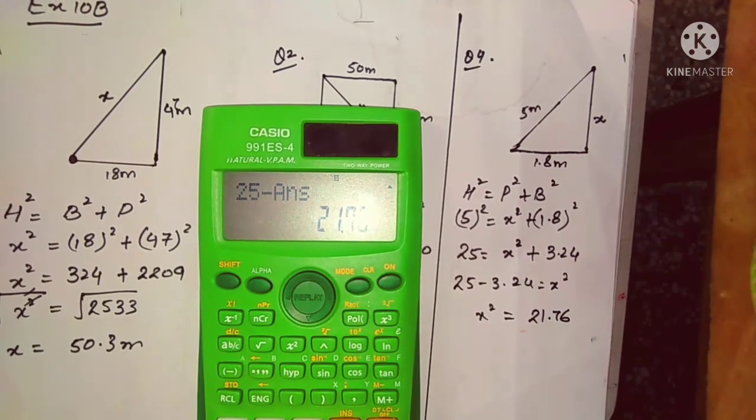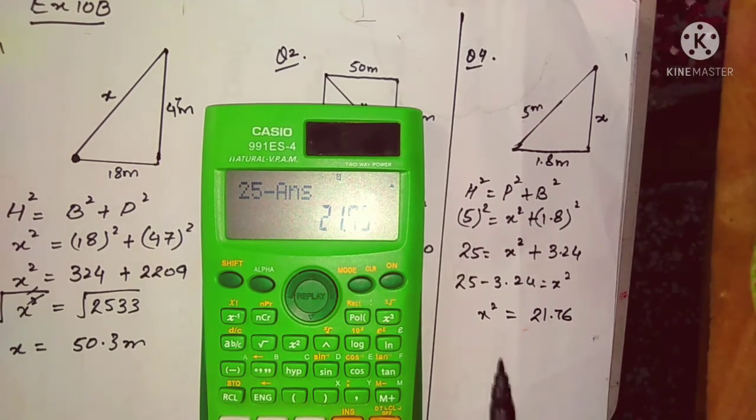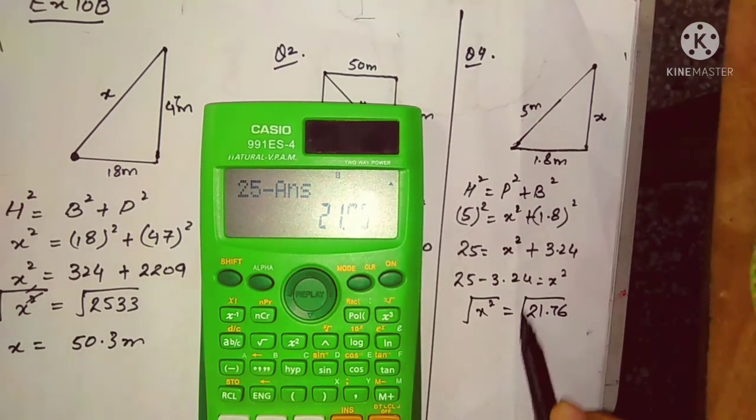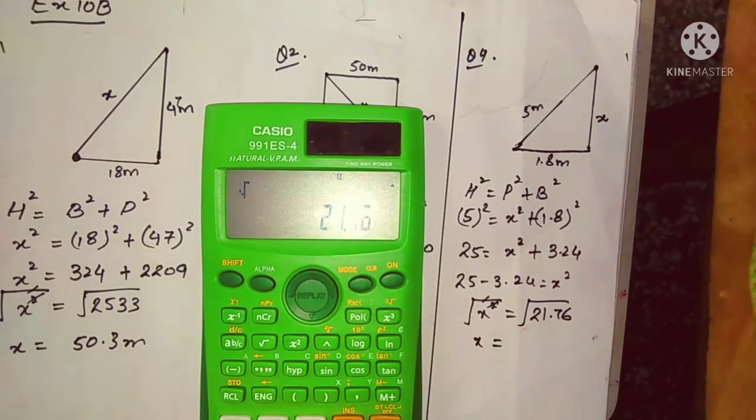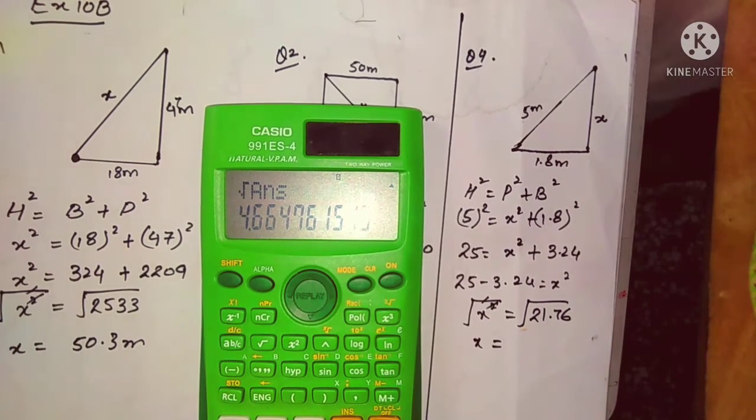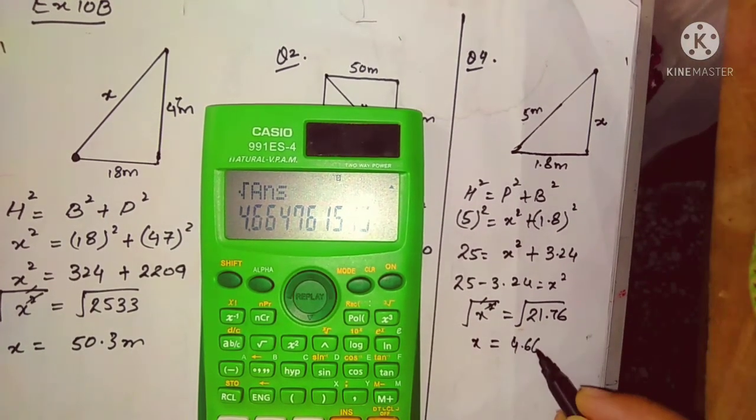As we have to find out the value of x, we have to remove this square. For that I will take the square root on both sides. So when you take the square root of 21.76, you get 4.66. So 4.66 meter is your answer.